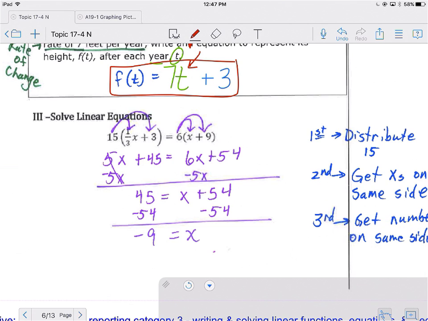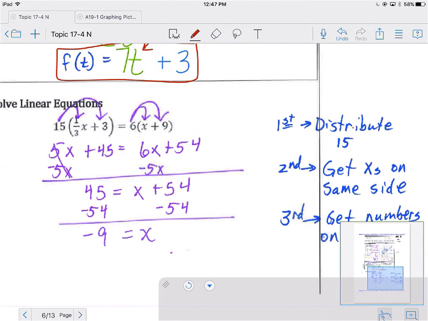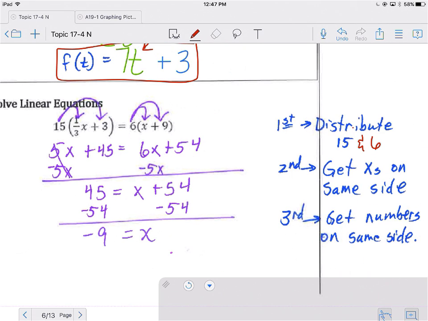This bottom equation has already been done for us, so I'm just going to talk you through what they did. The first thing they did was distribute the 15 and the 6. Remember, when we distribute, we multiply. So 15 times 1/3 x is 5x. 15 times 3 is 45. 6 times x is 6x. 6 times 9 is 54. So all of this comes from this first step of distributing.